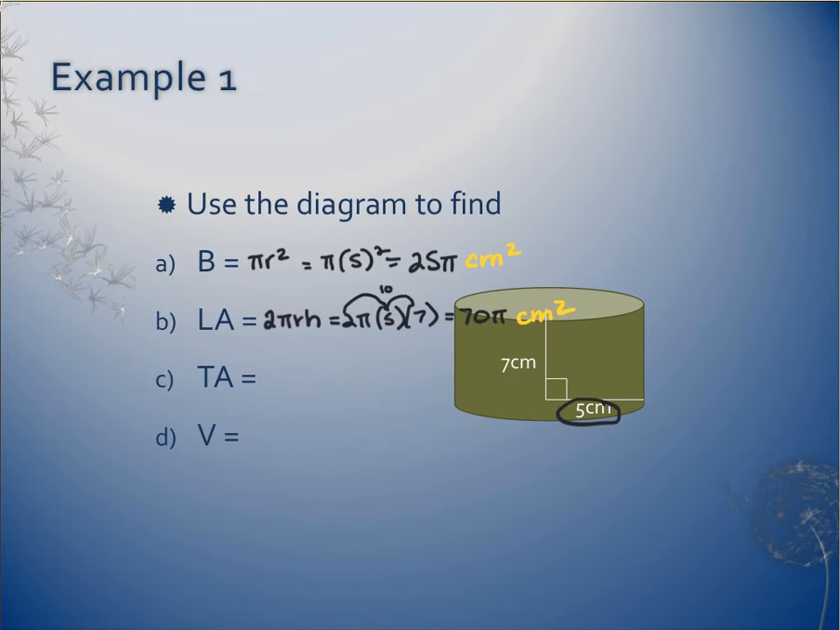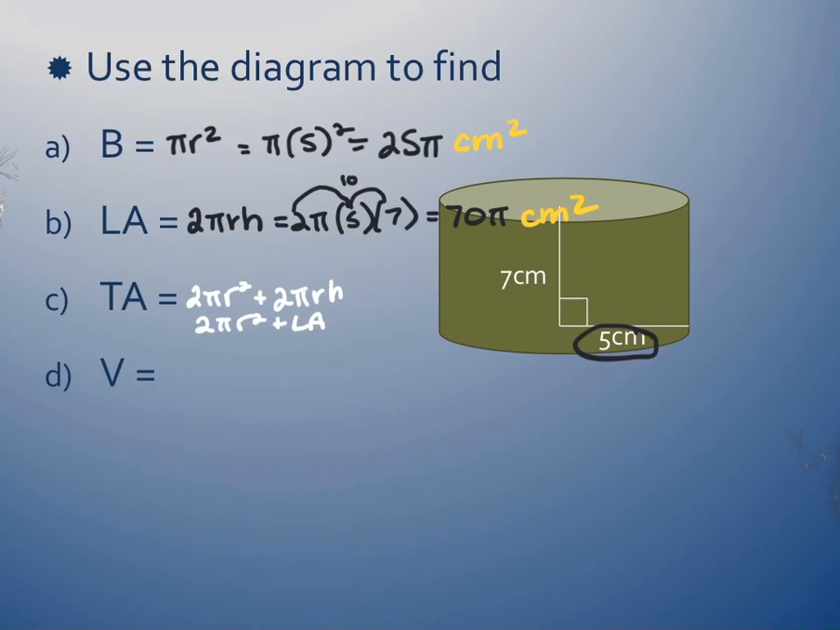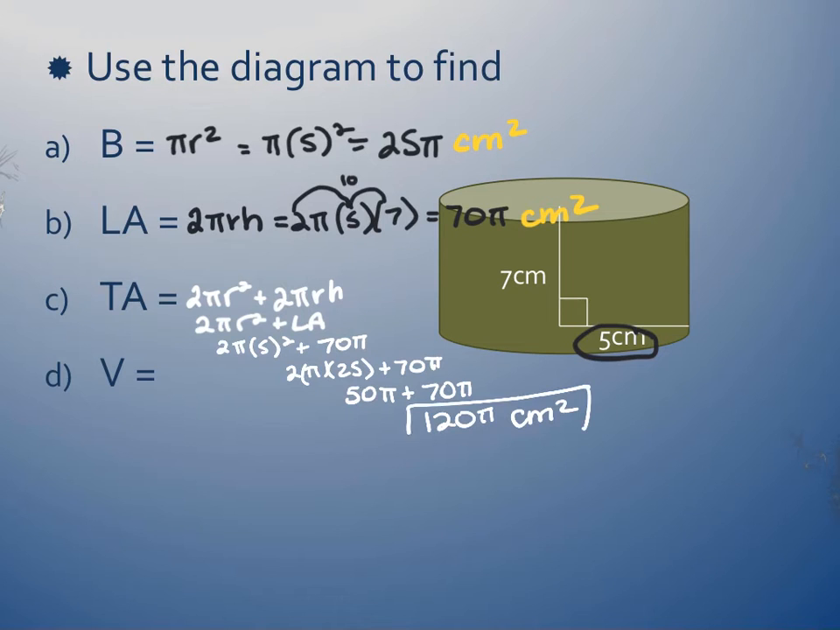Total area would be 2 pi r squared plus 2 pi r h, or 2 pi r squared plus the lateral area, since we already have that. So I'd get 2 pi 5 squared plus my lateral area, which is 70 pi. 2 times pi times 25 plus 70 pi, or 50 pi plus 70 pi, which is 120 pi centimeters squared.